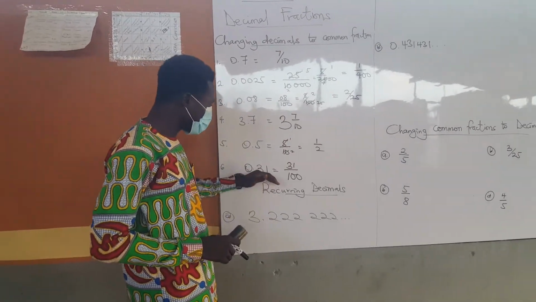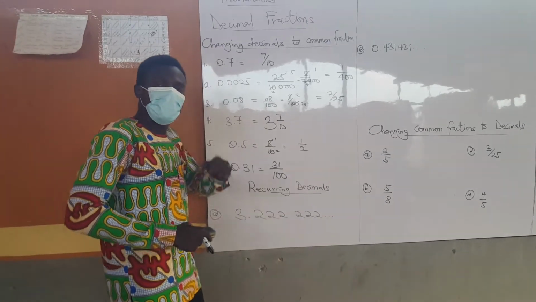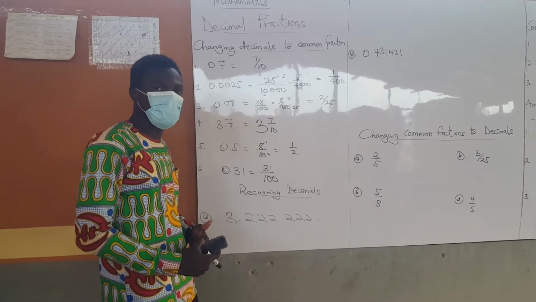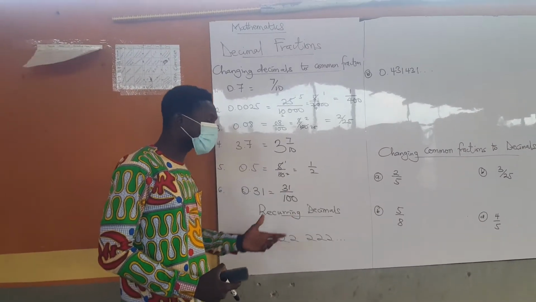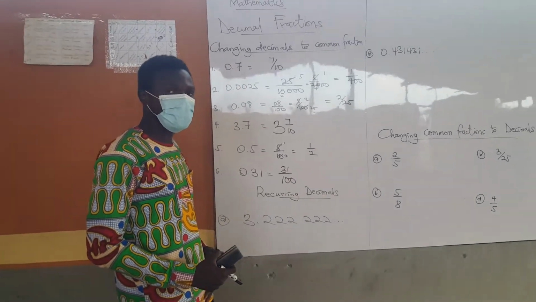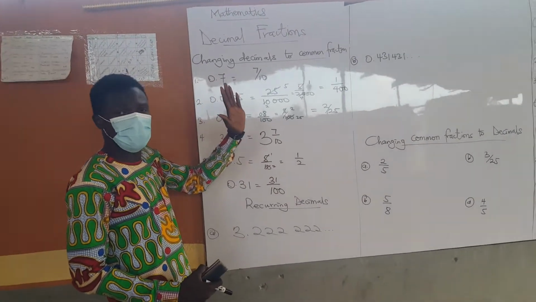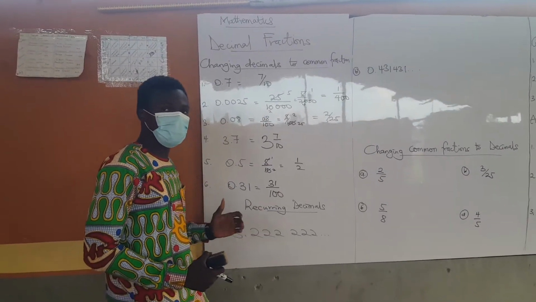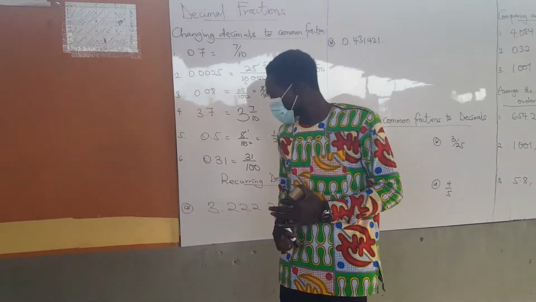Now when you look at this, 31 over 100, I cannot simplify it or leave it in its simplest form because apart from 1, there is no number that can divide both. So we leave our answer like this. So when it comes to the first part, changing of decimals to common fractions, we have to follow this simple format or principle in order to get it correct.